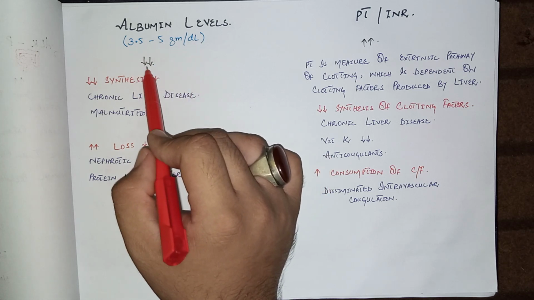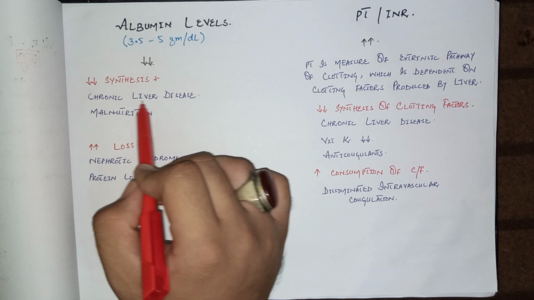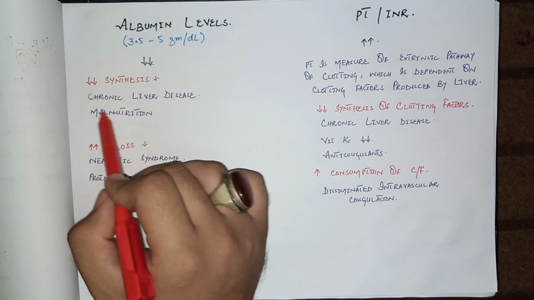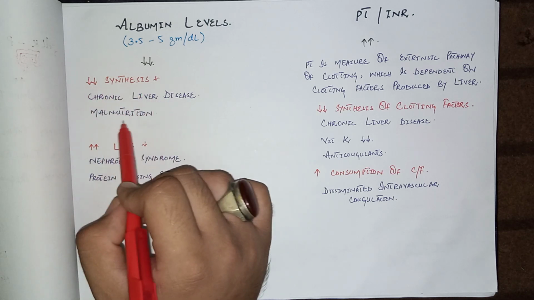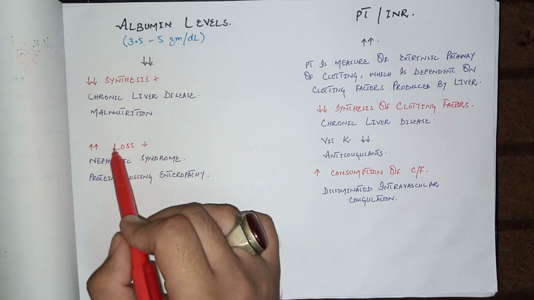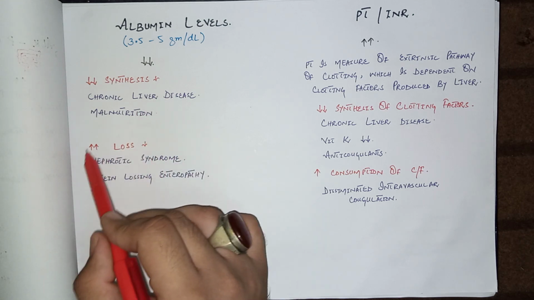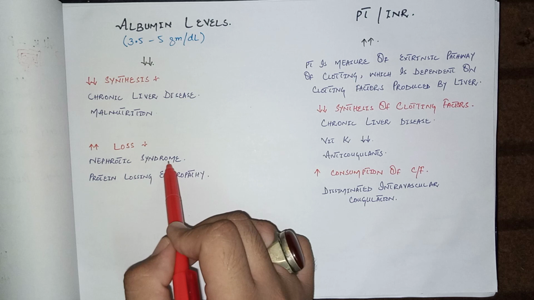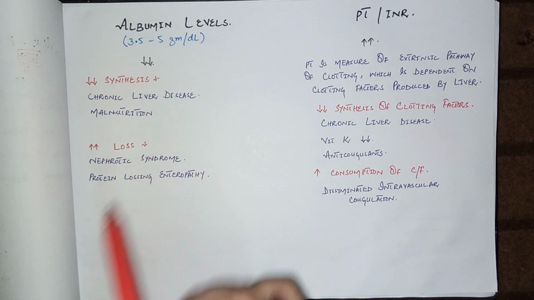Albumin levels are usually below normal in chronic liver disease due to decreased synthesis, as well as in malnutrition, and it may be low because of increased loss of albumin in nephrotic syndrome and protein loss in enteropathy.